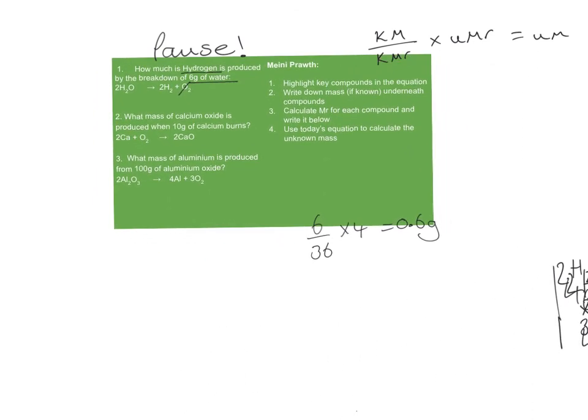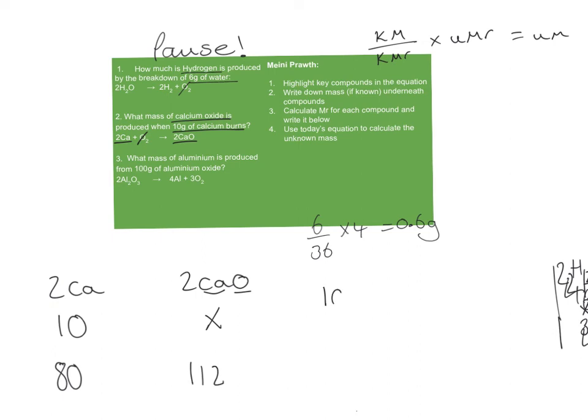Number 2. Mass of calcium oxide produced when 10 grams of calcium burns. So we're looking at this one and this one. 2Ca, 2CaO. We don't know what that mass is, but we know that that one's 10. Calcium has a mass number of 40, so times by 2, that would have an MR of 80. Then you've got 16 times by 2, so 80 plus 32 would give me 112.